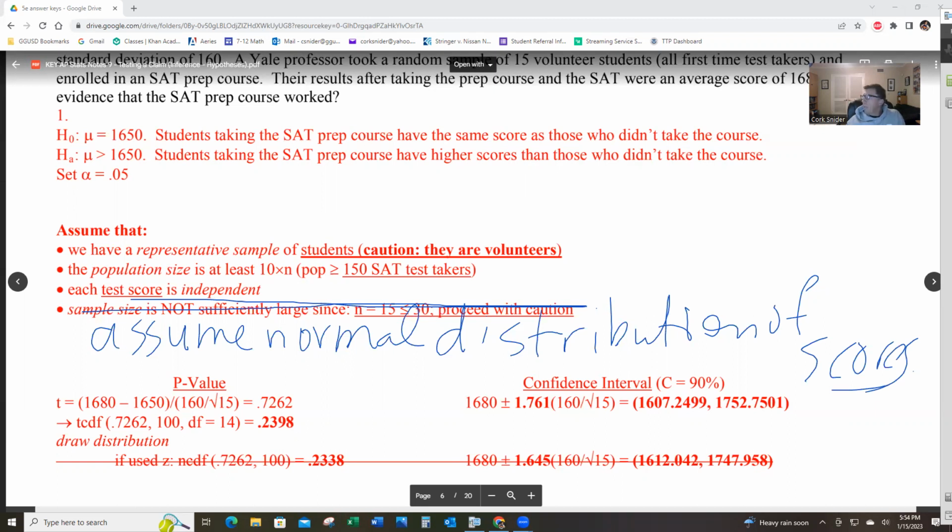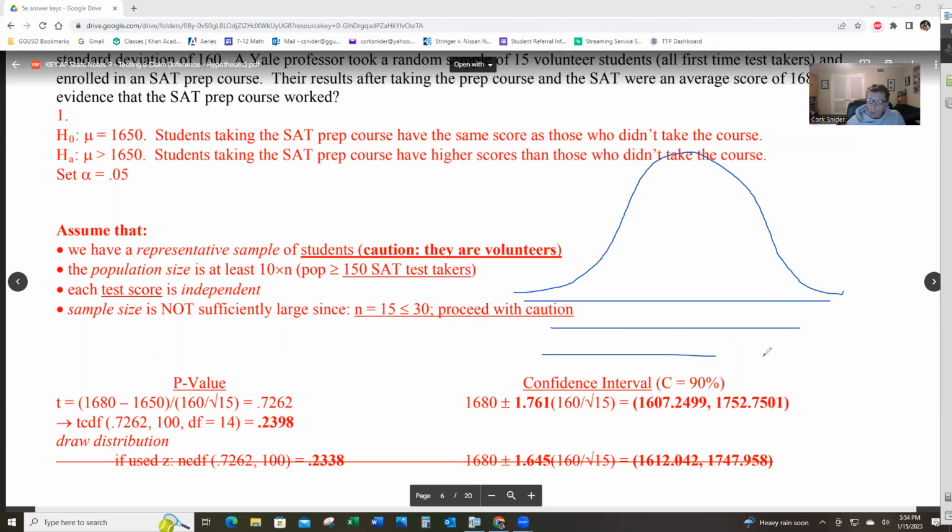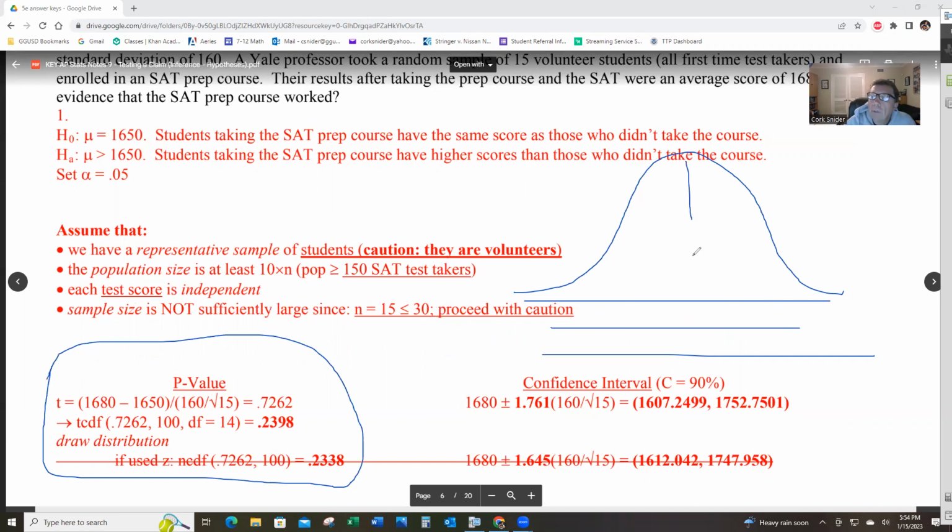Okay, so let's go ahead and run this test, all right? I'm going to draw it out a couple times, so you should be drawing what I'm drawing here in blue. This is the information, but you should be drawing this out. What goes here is 1650. What goes out here is 1680. And the standard deviation was 160 over the square root of 15, okay?